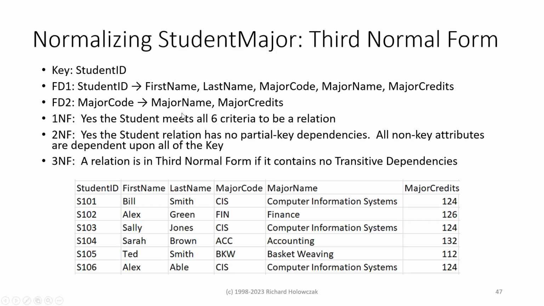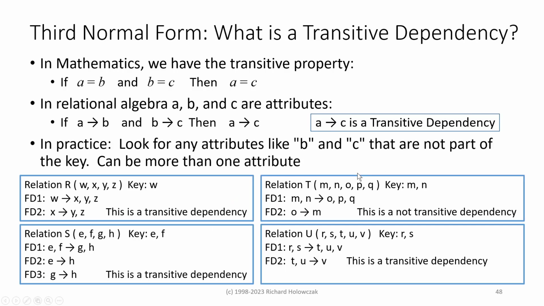All right, third normal form. Here's the definition. A relation is in third normal form if it contains no transitive dependencies. Great. Well, you were just figuring out what partial key dependencies are. Now we got to figure out what a transitive dependency is. Let's take a look. You may recall in mathematics, we have something called the transitive property. If A equals B and B equals C, then you can conclude that A equals C. Probably you learned that, I don't know, 6th grade, 7th grade, something like that, definitely in school.